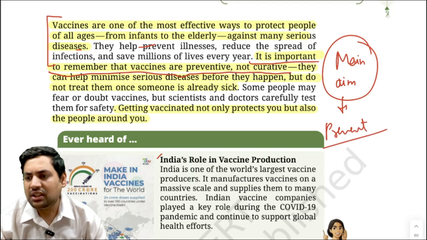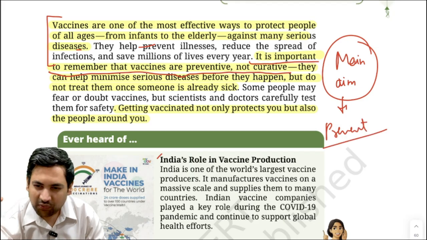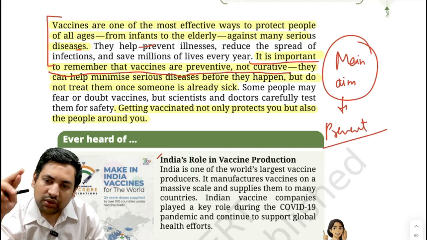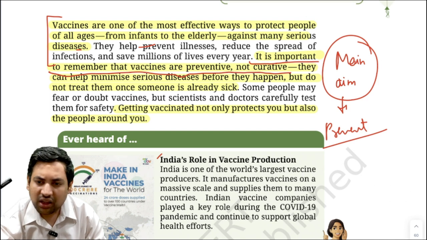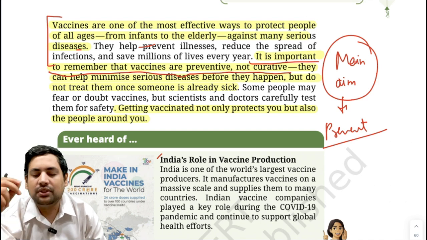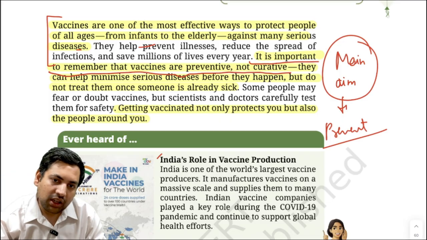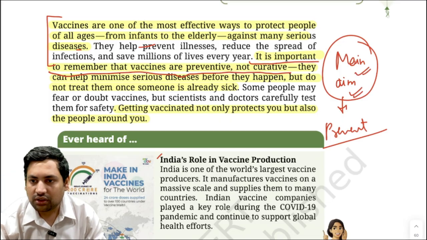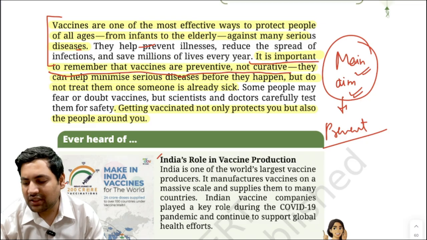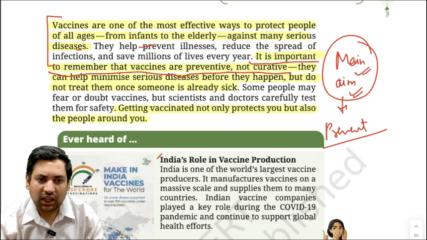How will it prevent diseases? It causes some mild form of infection in you, so that you develop immunity against it, and when the real pathogen comes, your body is able to fight it. Correct. This is the main aim that we were talking about. Now there are also passive vaccinations, but that we'll see in higher classes.